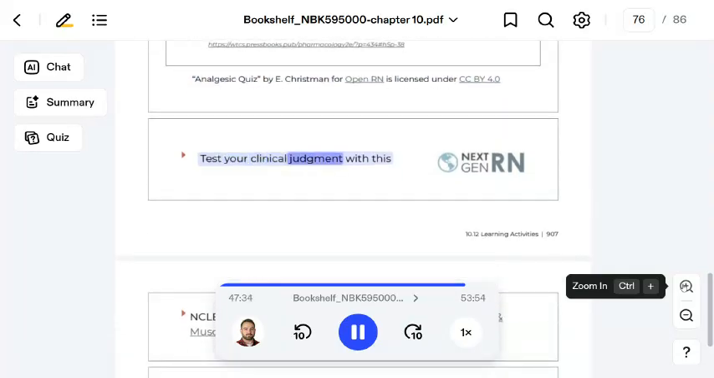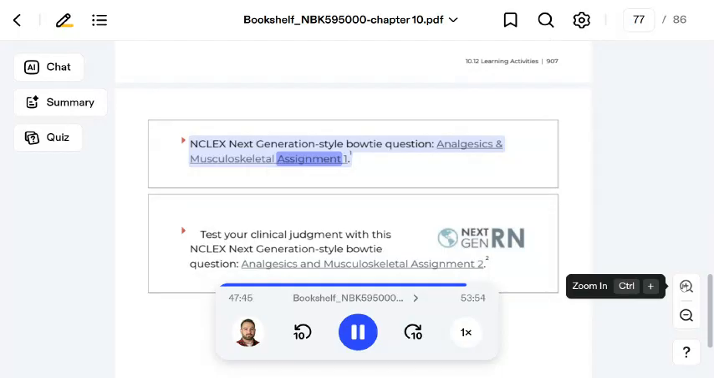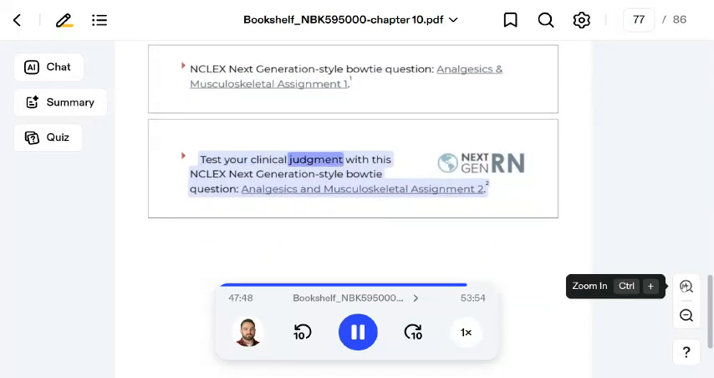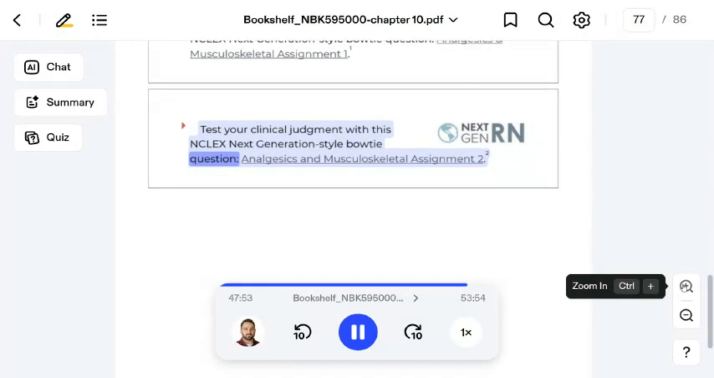Test your clinical judgment with this NCLEX Next Generation Style Bowtie Question. Analgesics and Musculoskeletal Assignment 1. Test your clinical judgment with this NCLEX Next Generation Style Bowtie question. Analgesics and Musculoskeletal Assignment 2.